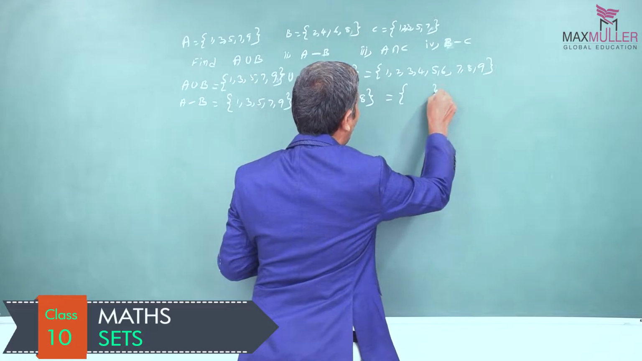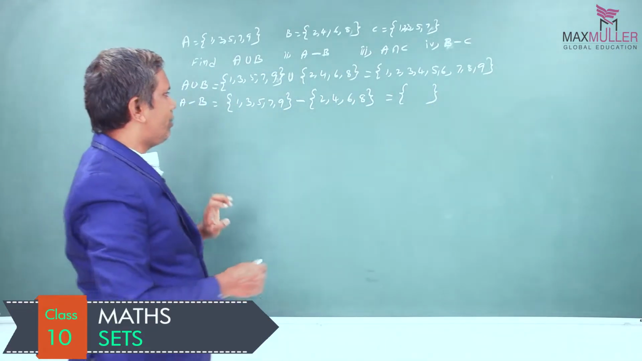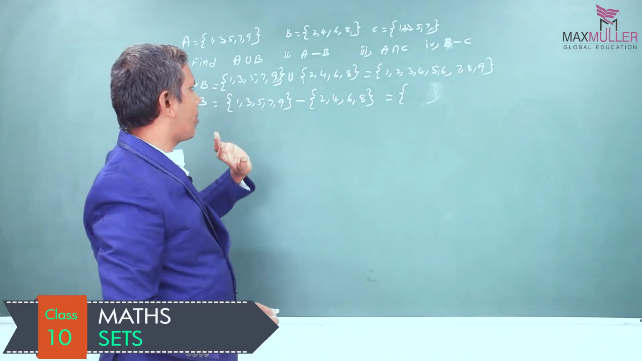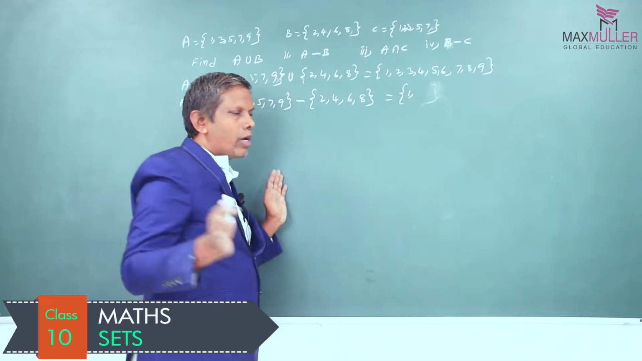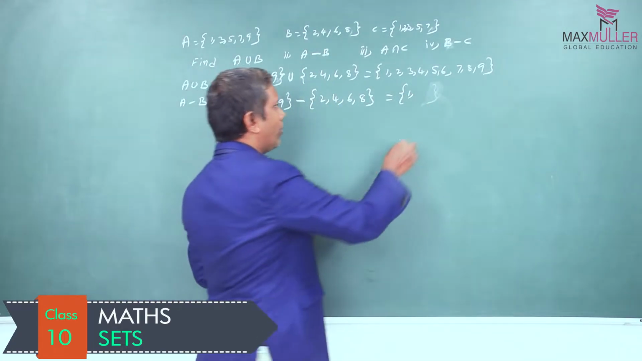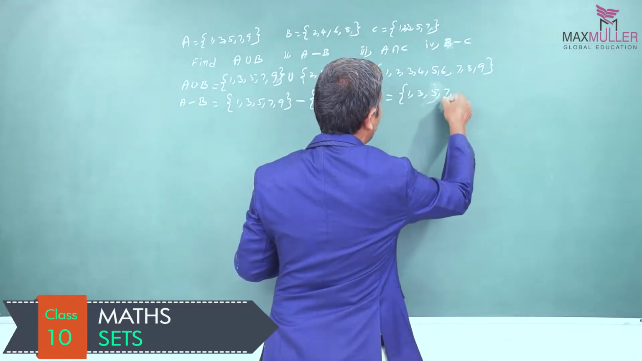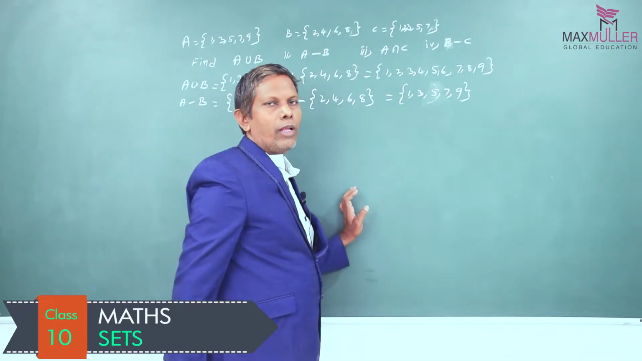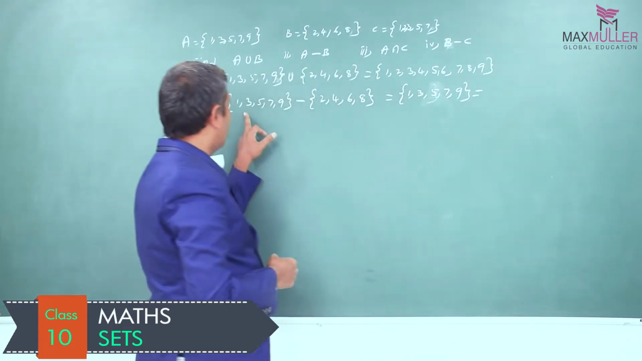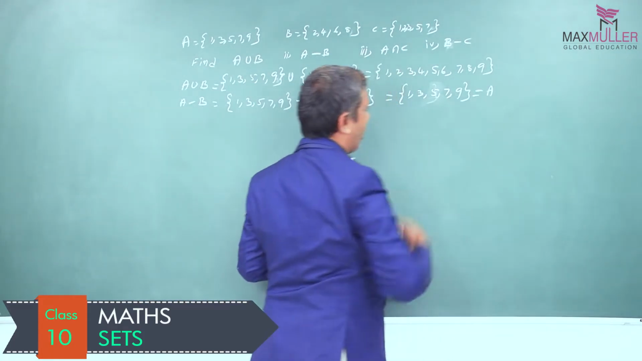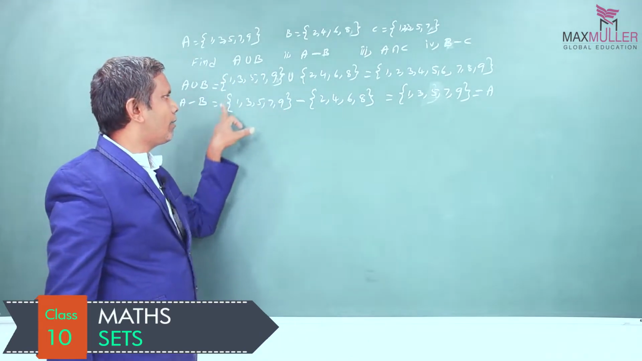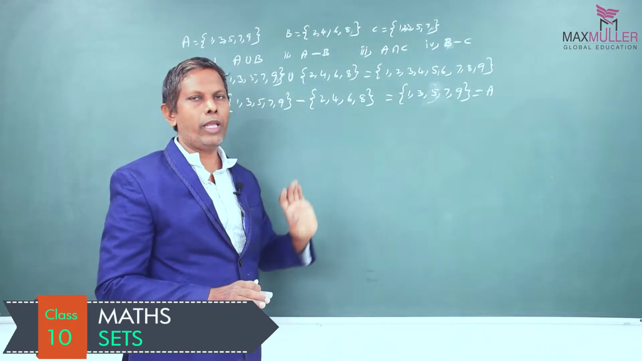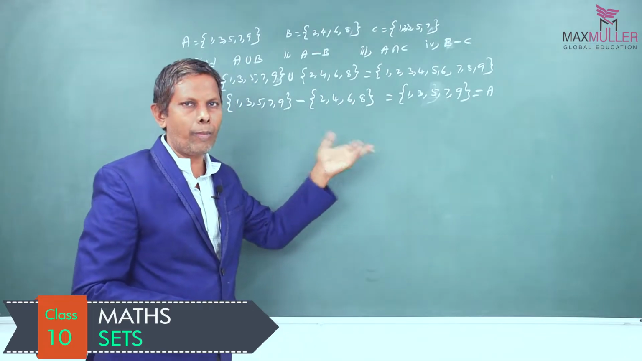So there are no common elements in A minus B. That is nothing but you can write all the elements of A, 1, 3, 5, 7 and 9. That is A only. So every element of A you can write in A minus B. If any element were common, then we can't write it here. But no element is there in B.